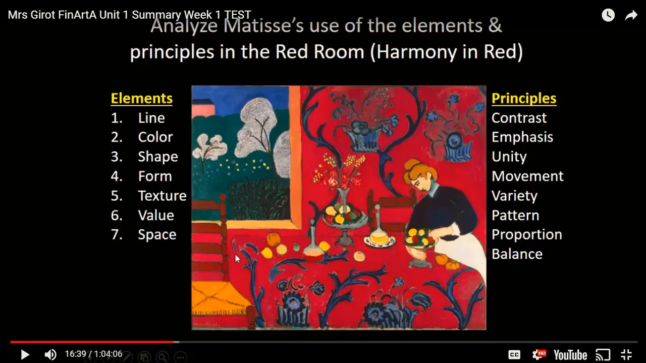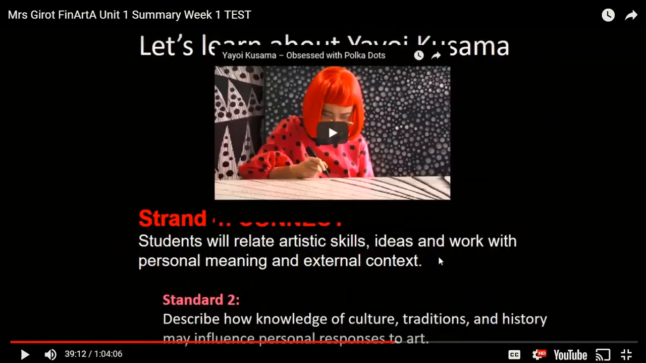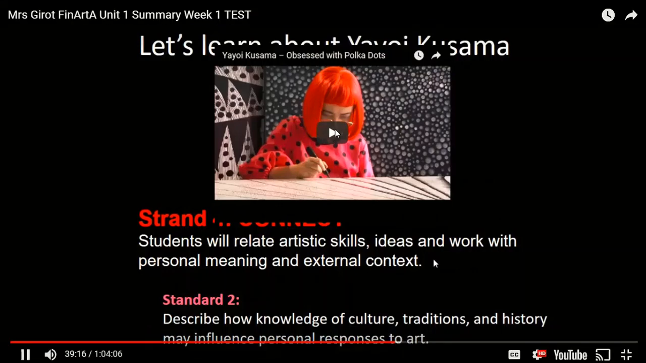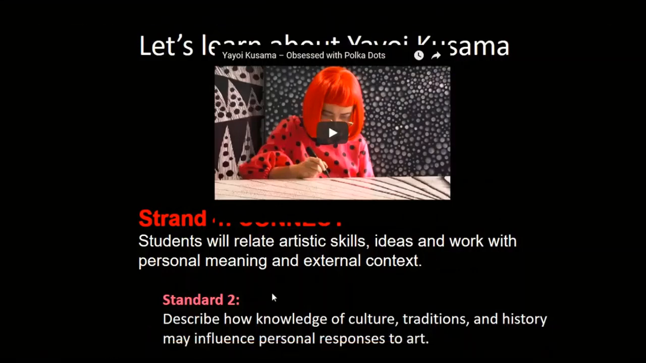We'll learn the elements and principles of art, and they'll learn how to identify how they are used in famous artworks. And of course, we learn about famous artworks, both past and present, with personal meaning and external context. Standard 2 of this is to describe how knowledge of culture, traditions, and history may influence personal responses to art.